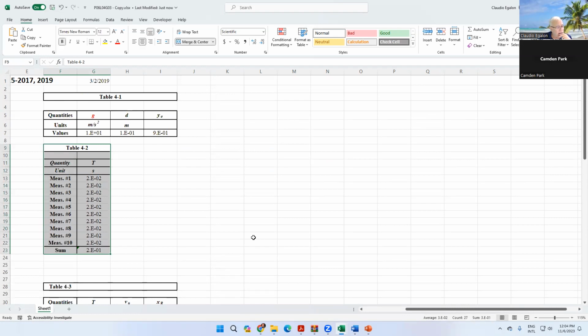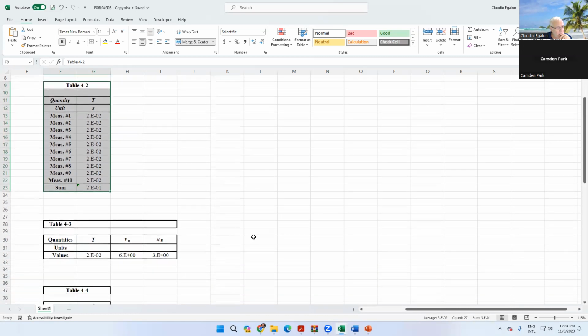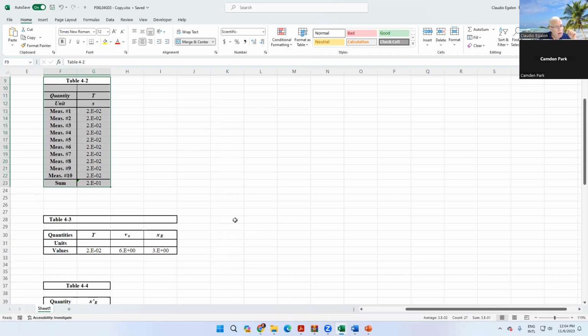So what's the question? Yeah, these two values. I don't know what to do with these two values. Do we need to find standard deviation? No, no, you don't. All you gotta do is display the right number of significant figures here. Okay.